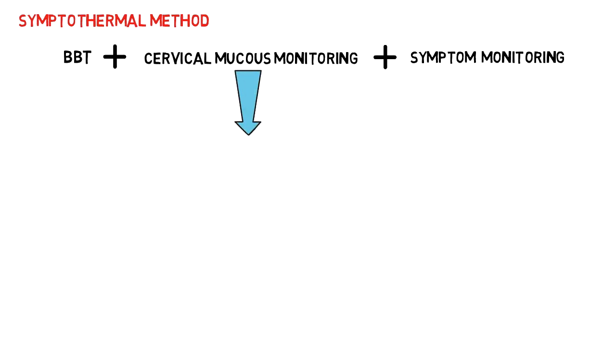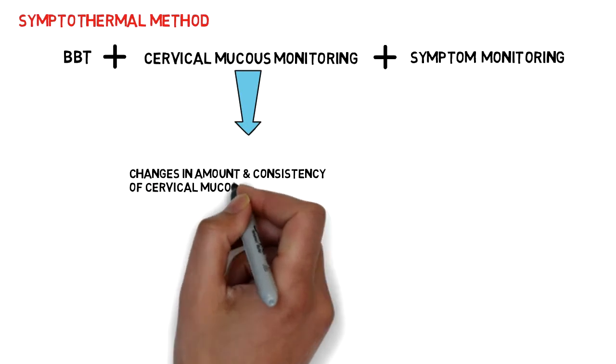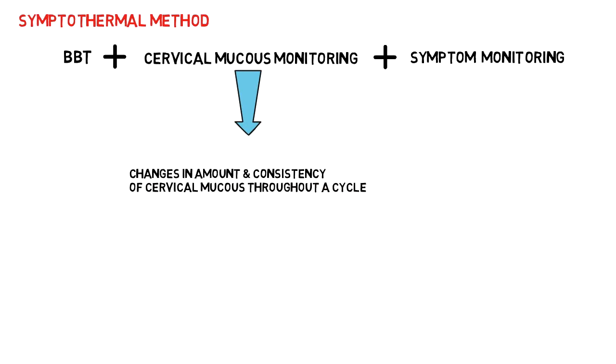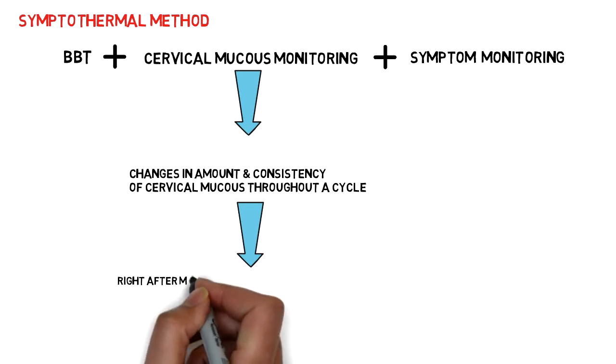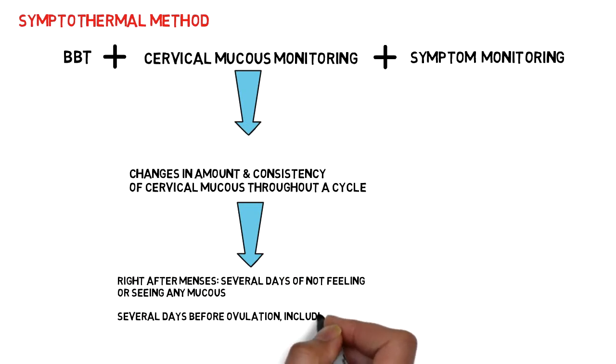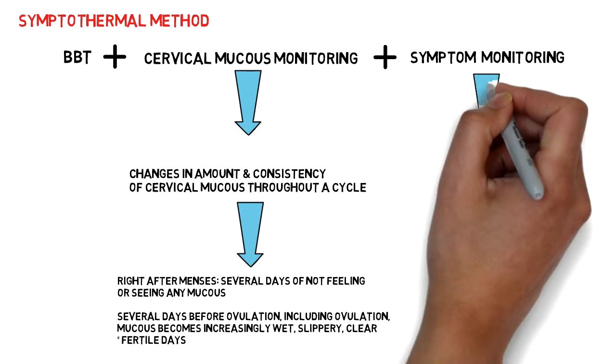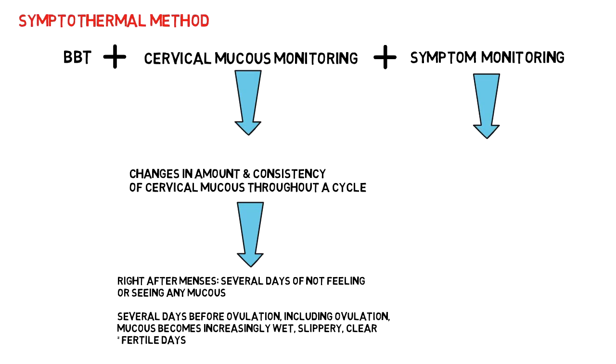So cervical mucus monitoring involves assessing the amount and consistency of cervical mucus coming out of the vagina every day of the menstrual cycle. A woman knows she is fertile in the days leading up to ovulation and including ovulation, when she has the highest mucus production that is increasingly wet, slippery, and clear. Right before and after her period, when she is no longer fertile, she'll notice little to no mucus.